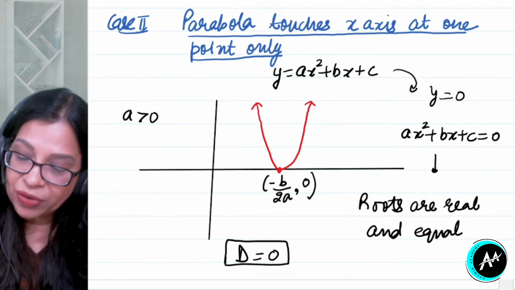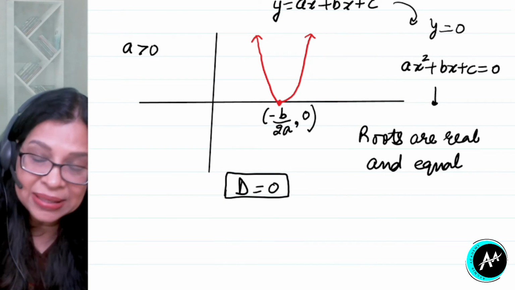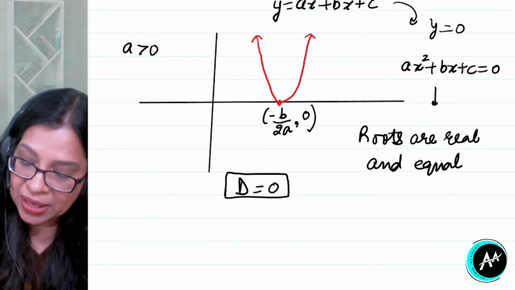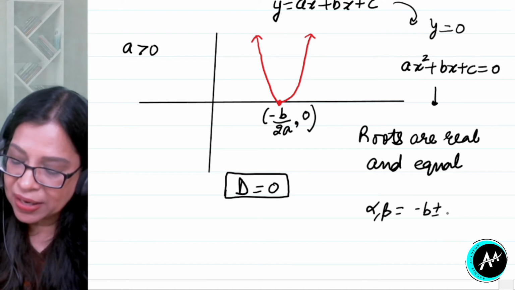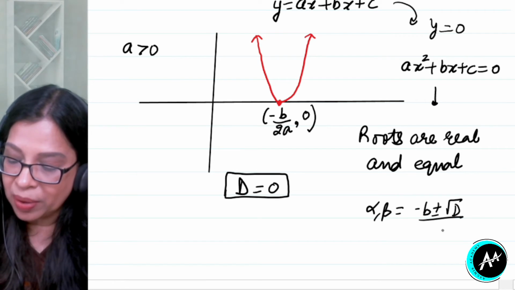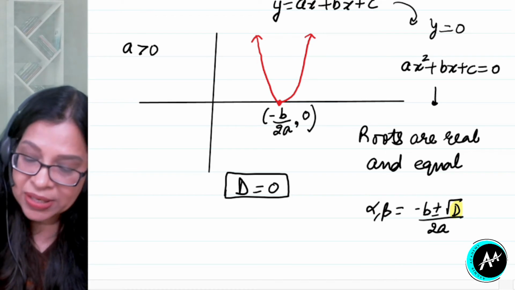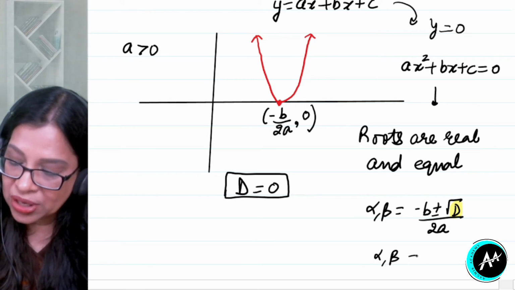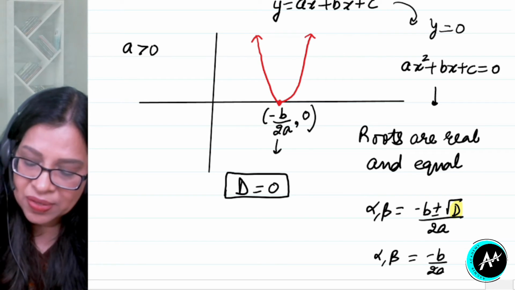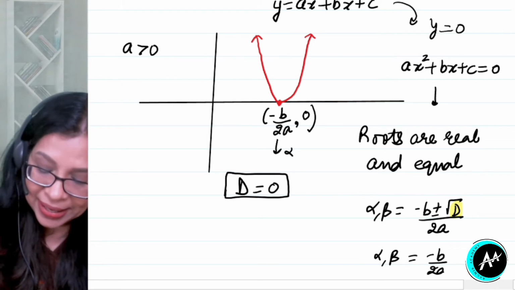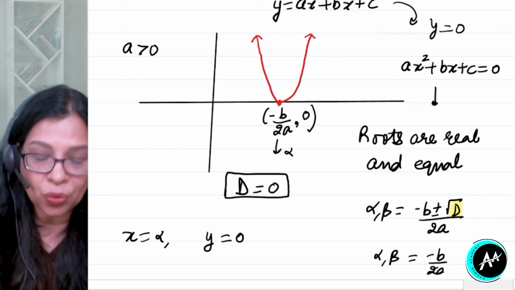We can observe one more thing, that you can also say this is the root. Remember what were the roots? Alpha and beta were minus b plus minus under root of d upon 2a. Now look here, this d is 0. So what are the roots here? We will have both roots equal minus b upon 2a. So this is nothing but the root alpha. So we can say when x is equal to alpha, then obviously y is 0.